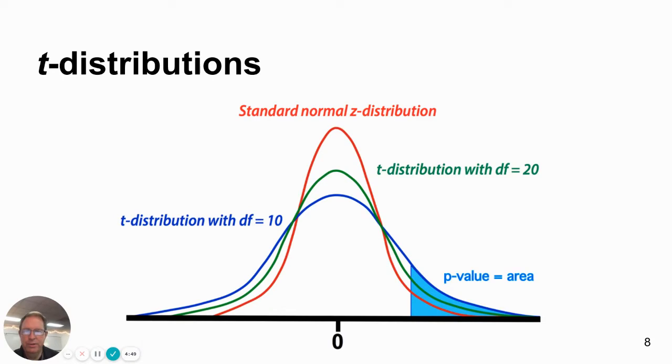So here I've drawn two T distributions and the standard normal Z distribution. Okay, let's talk about the blue curve first. That is the T distribution for degrees of freedom 10. And you can see it has a fatter tail than the standard normal distribution. Then I have the green distribution. That's the T distribution with degrees of freedom 20. And the tails aren't quite as fat. And as my degrees of freedom increase, my T distributions are going to approach the standard normal Z distribution.